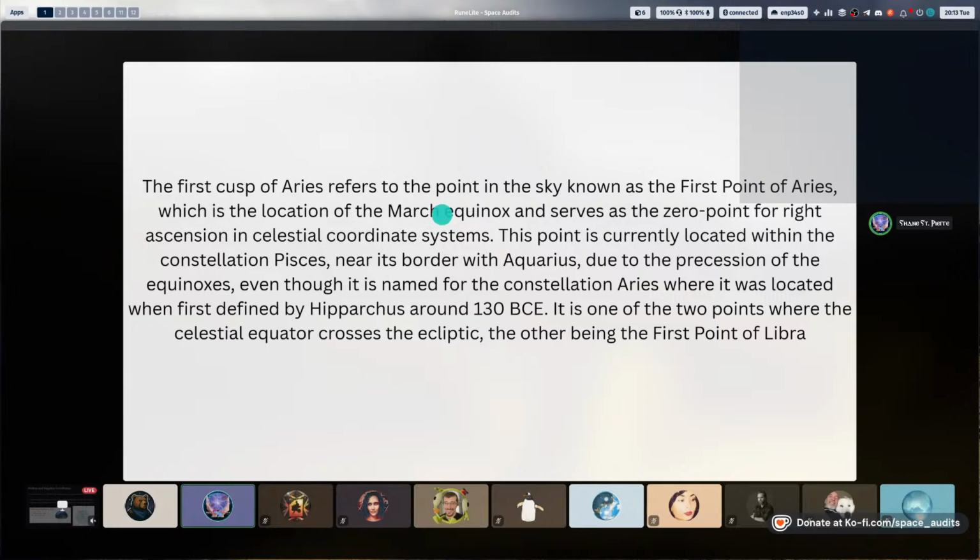When we mentioned the first cusp of Aries, we mentioned that a lot in relation to Stellarium, so I just got the Google definition here. Also known as the first point of Aries, which is the location of the March equinox and serves as the 0 point for right ascension in the celestial coordinate system. So just like I said, it's a point designated 0 from which other measurements can then be made. That's its only purpose. The fact that it's in Aries is irrelevant. It's just a 0 point, as we just went over.